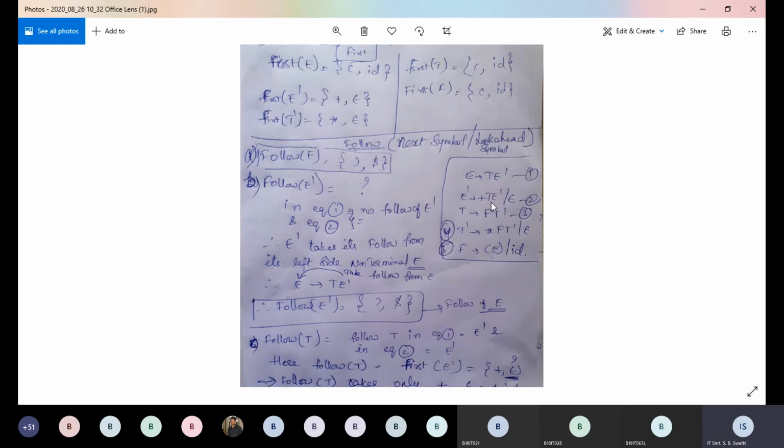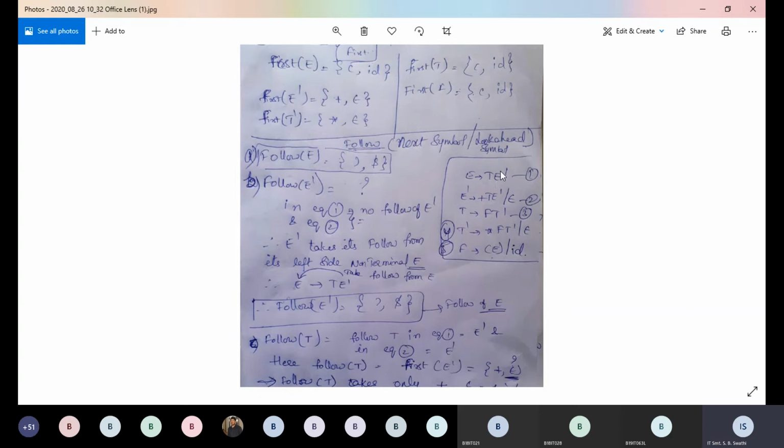And again, if you see here, E dash is also present in the second equation. Because there is no follow here, again it should take the follow from its parent. And what is the parent of E dash here? It is E dash only. So when the parent and the child are both the same, you cannot borrow, you cannot compute the follow. So in this case, you can neglect this equation. There is no meaning in taking the follow from the same node. Is this clear?